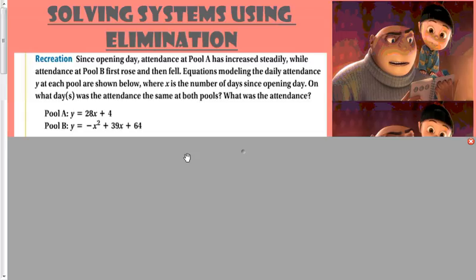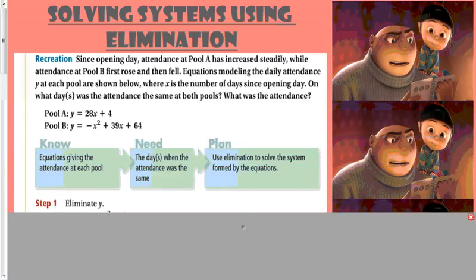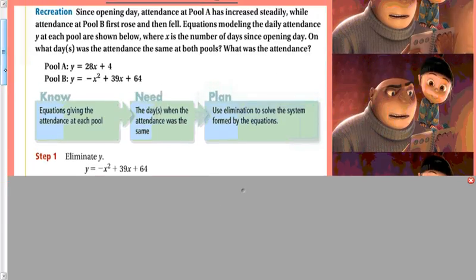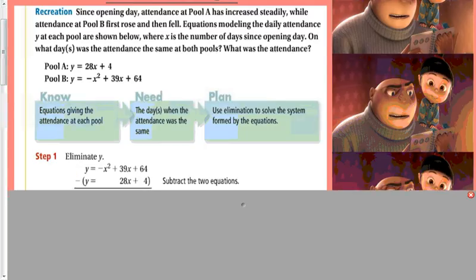So if we were to graph them, we'd see exactly where they would cross, where they'd be the same. But here's the two equations. Y equals 28x plus 4, and y equals negative x squared plus 39x plus 64. All right? Using the elimination method, we want to set them up so that we can eliminate one variable, and then have the other variable, and then we can plug that in and solve for it. So if we have our quadratic equation, y equals negative x squared plus 39x plus 64, we want to do that first. And then we have our linear equation.